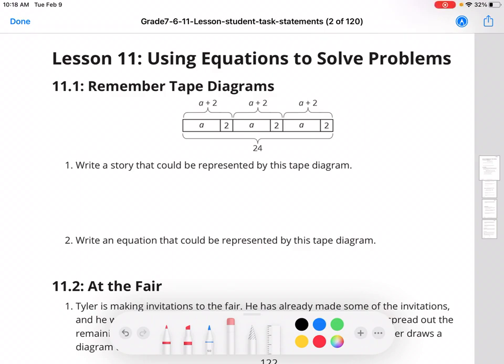Lesson 11, using equations to solve problems. So on 11.1, we have a tape diagram, and number 1 wants you to write a story that could be represented by this tape diagram. So make sure you pay attention to the details in the tape diagram and think about what this could possibly represent.